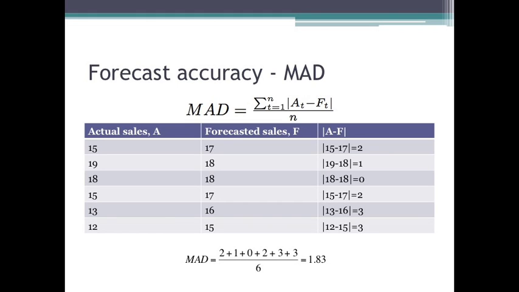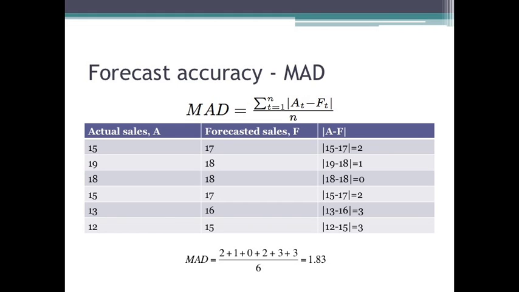We then take the absolute value of that number. In other words, if there's a negative, we drop it off. So the absolute value of 15 minus 17, well, that's 2. The absolute value of 19 minus 18, that's 1. Of course, the absolute value of 18 minus 18 is going to be 0. Absolute value of 15 minus 17, again, is 2. So we calculate this error for each time period, for each week.